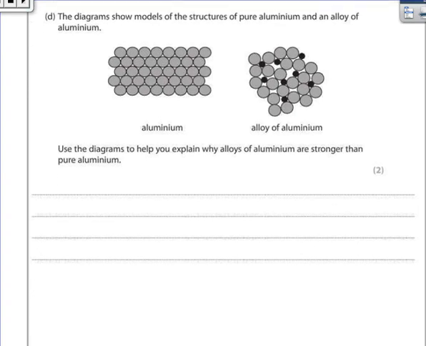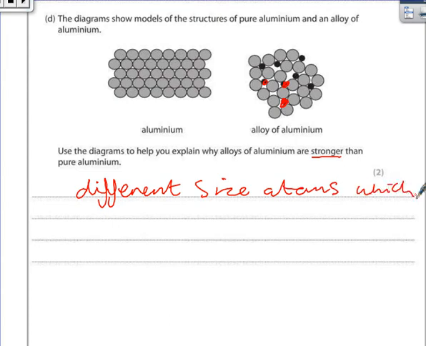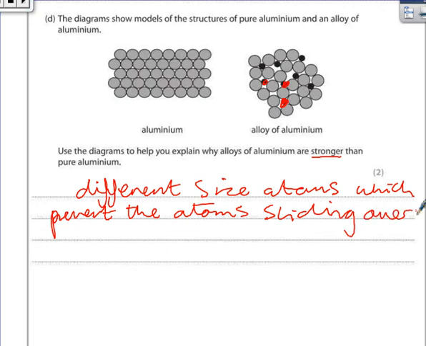Okay, and alloys. How do these atoms help to strengthen an alloy of aluminium? So those are different size atoms which prevent the atoms sliding over each other. 2 marks: prevent them from sliding over each other, and different size atoms.